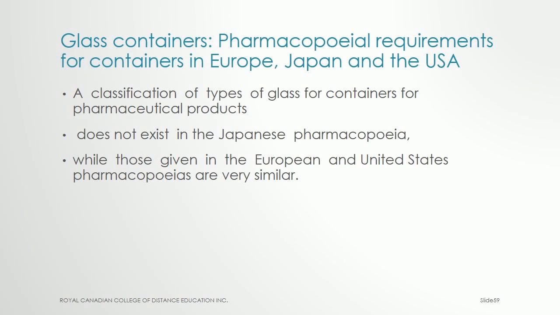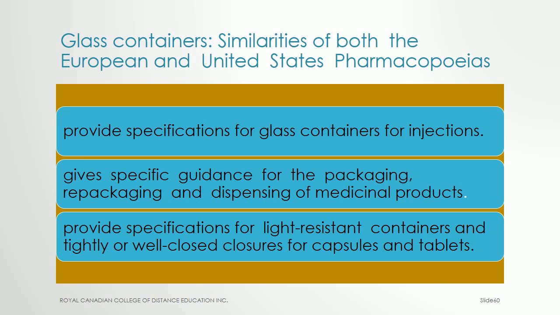Glass containers. Pharmacopoeia requirements for containers in Europe, Japan and the USA. A classification of different types of glass containers for pharmaceutical products does not exist in the Japanese pharmacopoeia, while those given in the European and United States pharmacopoeias are very similar. Glass containers. Similarities of both the European and United States pharmacopoeias. Provide specifications for glass containers for injections. Give specific guidance for the packaging, repackaging and dispensing of medicinal products. Provide specifications for light-resistant containers and tightly or well-closed closures for capsules and tablets.